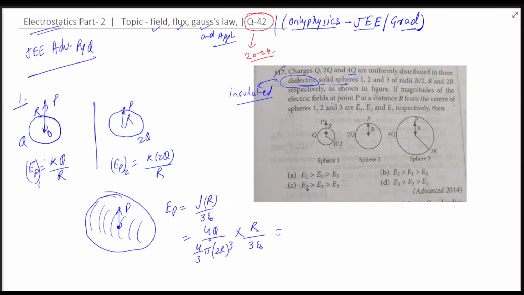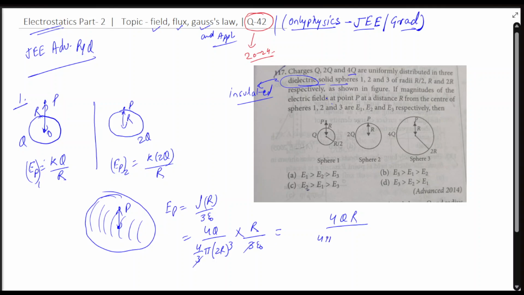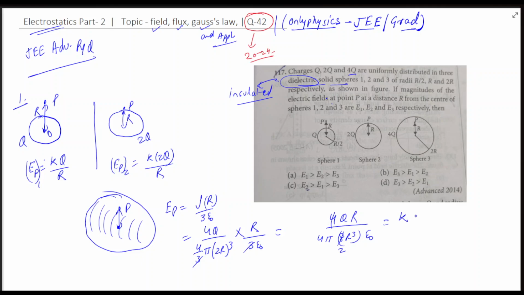So if we solve this, 4qr divided by 3 will get cancelled, and we get 4 pi 8r cube and epsilon naught. So we can cancel some things. Now look, this 1 upon 4 pi epsilon naught we can write as k. So the r will get cancelled, and it will be r square. So it will be kq divided by 2r square. This was for the third case.